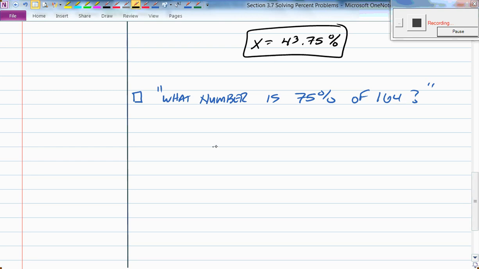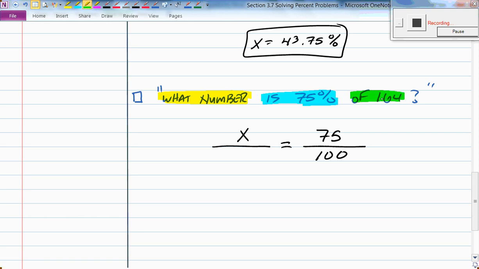All right, we're going to set up our proportion. We're going to put 100 down here. And then it says right here, what number? So where does the x go? You tell me. Top right? Top left. Yeah, top left. This part says is 75%. Where is that going to go? Over the 100. Very good. And then finally I have the of 164. Where's that going to go? You got it, 164.